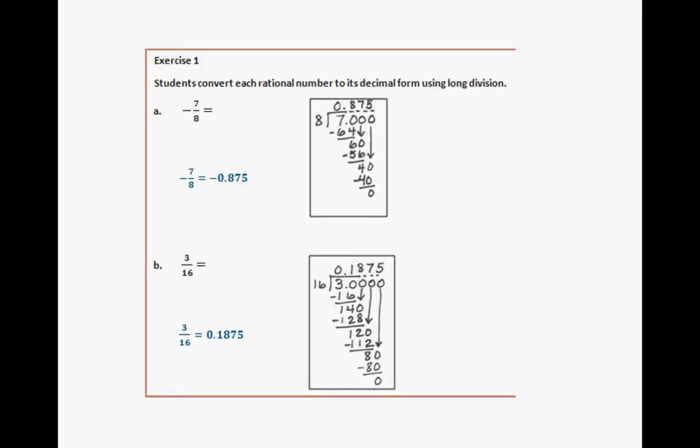All right, so again, using the long division, negative 7/8 should be negative 875 thousandths. 3/16 would be 1,875 ten-thousandths.